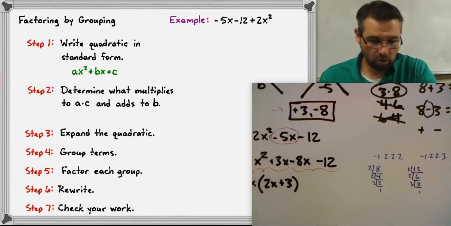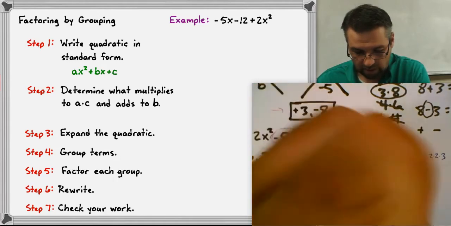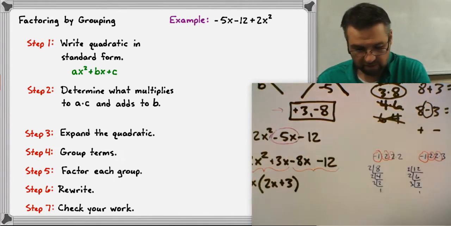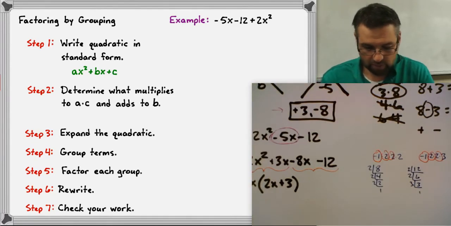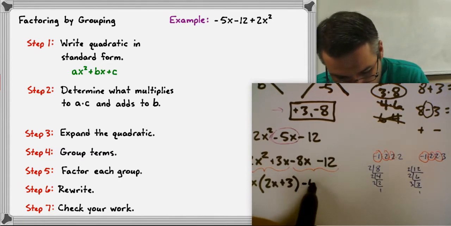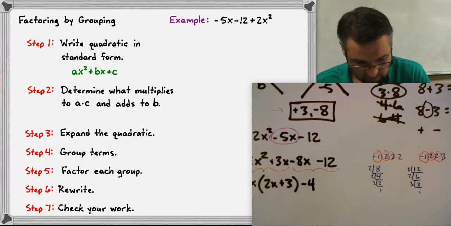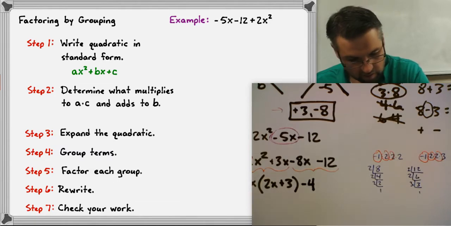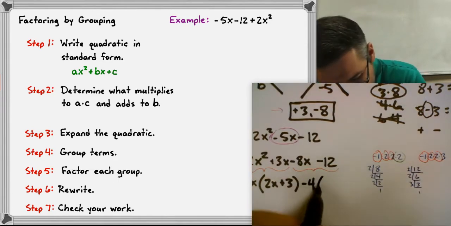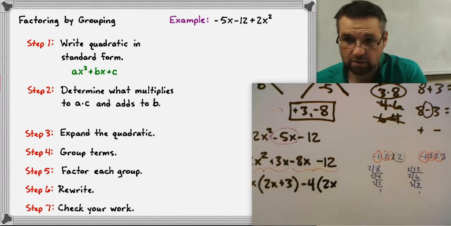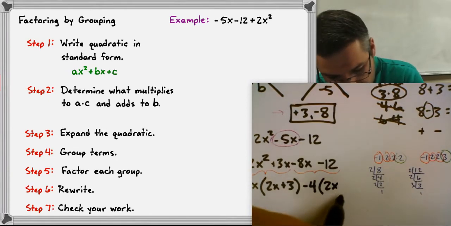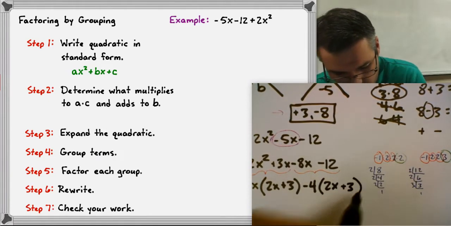So out of these, what are the common factors? Well, we have negative 1, we have a 2 in both of them, and we have another 2 in both of them. So we multiply those together. Negative 1 times 2 times 2 is negative 4. And then we figure out what's left over. Well, we have a 2 left over here. So we would put 2x because there was an x here. And then we have a 3 left over there. So we're going to put plus 3 and then close our parentheses.